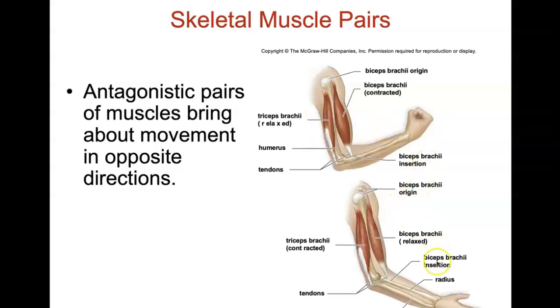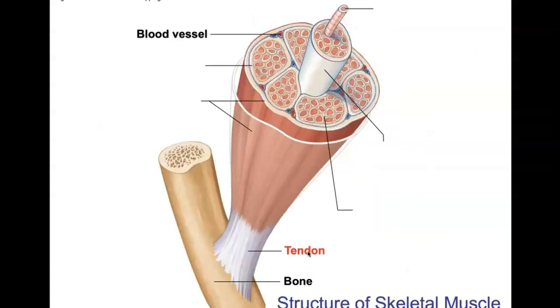So when one muscle is contracted, the other one is relaxed. If you're going to extend the arm, then the opposite is true. The biceps are going to relax and the triceps are going to contract. So this would be opposite movement. A lot of the muscles do this, and this is what enables the mobility.